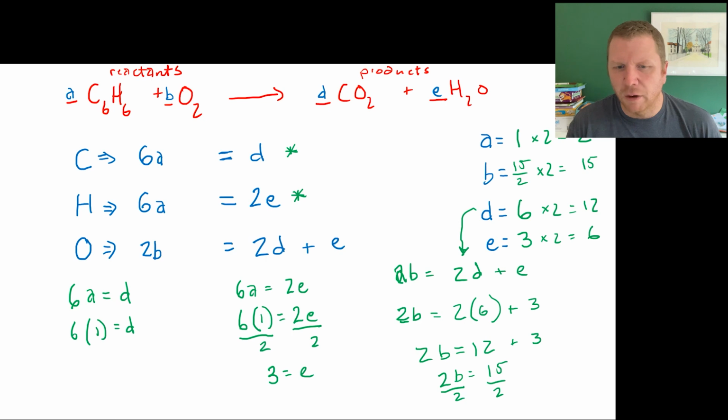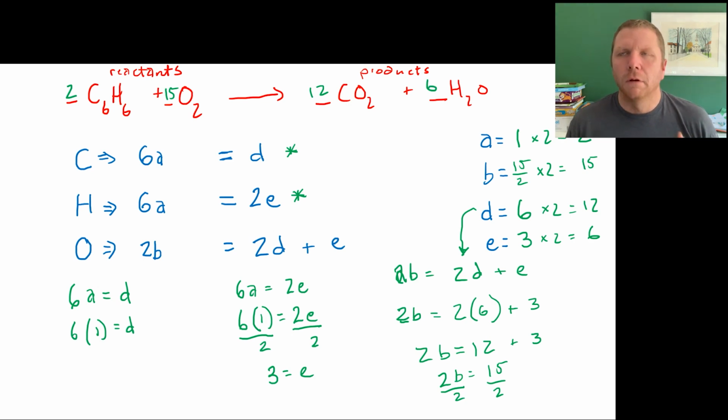So I can go back to my original unbalanced chemical reaction, that is, and I can plug in these values. And I can say my coefficient is 2 for where A was, 15 where O2 was, 12 where CO2 is, and 6 where H2O is.